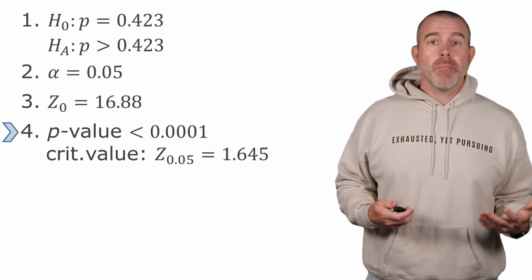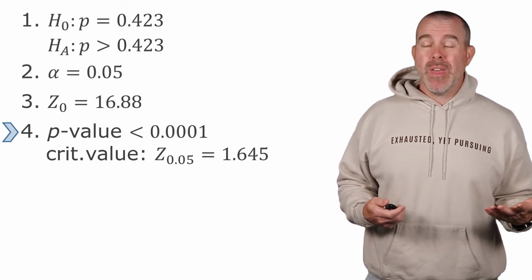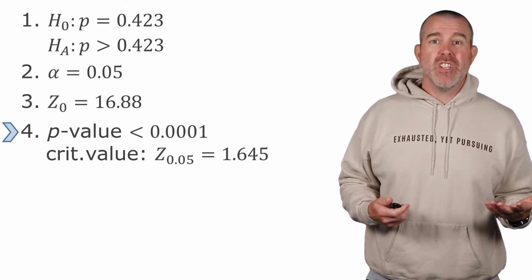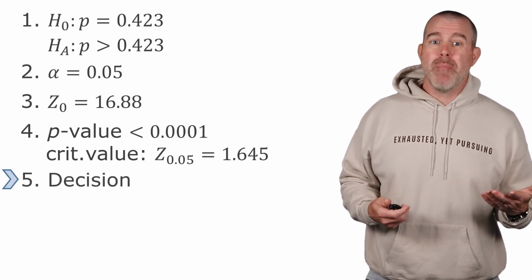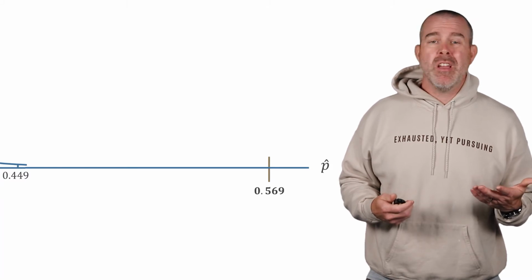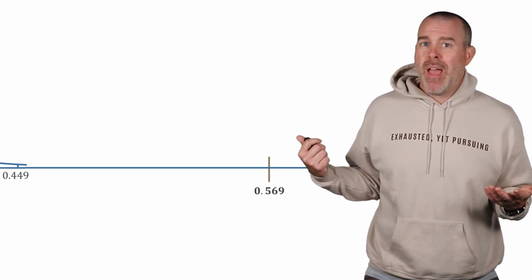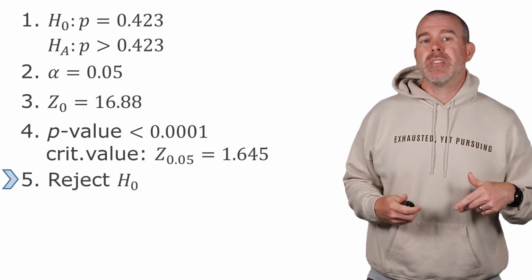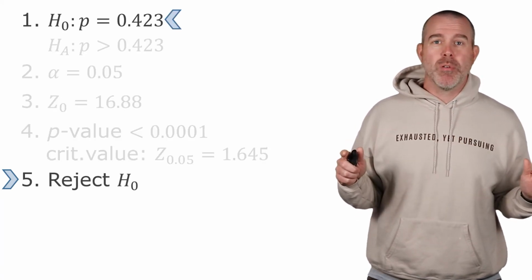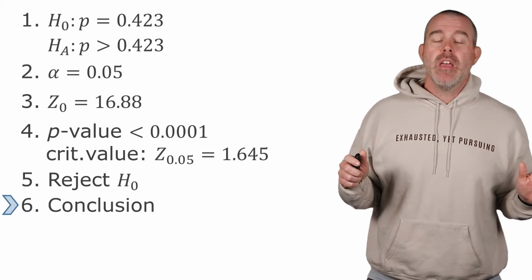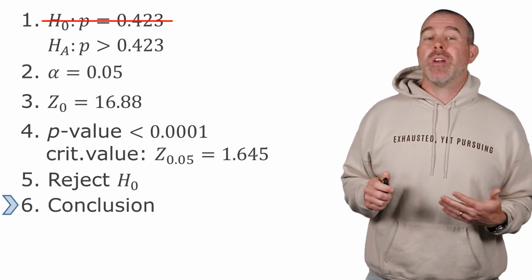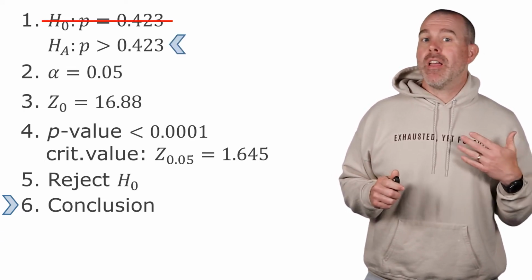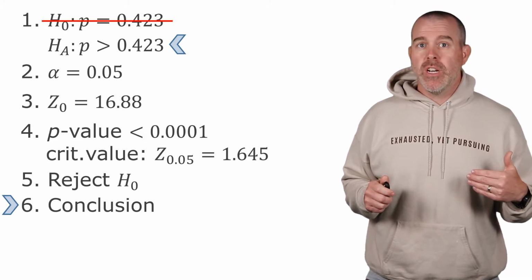Now, we observed something very unusual. So our decision is going to be to reject the null hypothesis. The odds of getting something out here randomly, basically impossible. That means we do not think the proportion is 0.423. So for our conclusion, we are going to reject the null. We think the alternative is true.